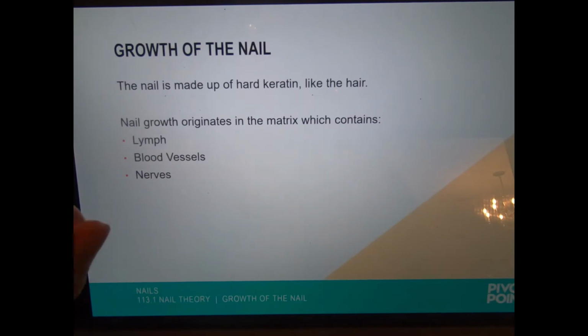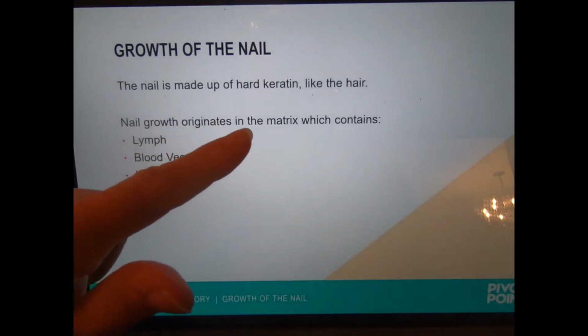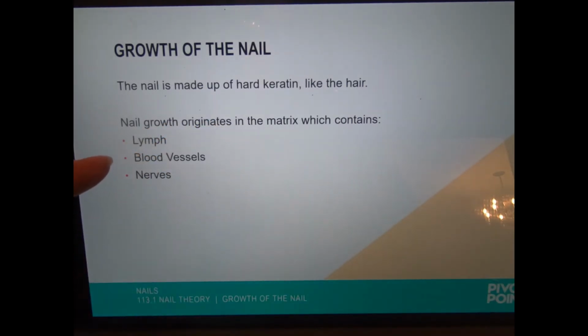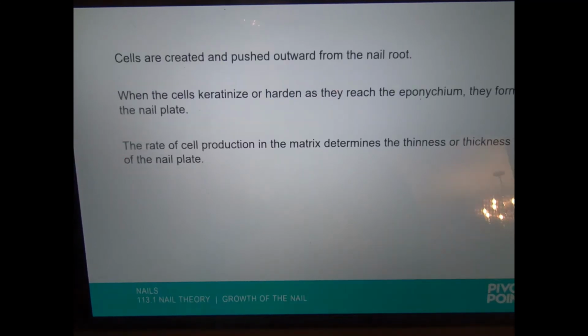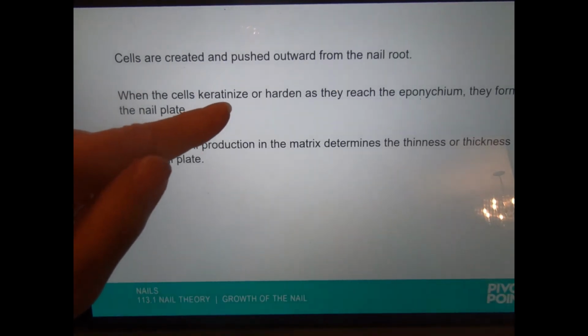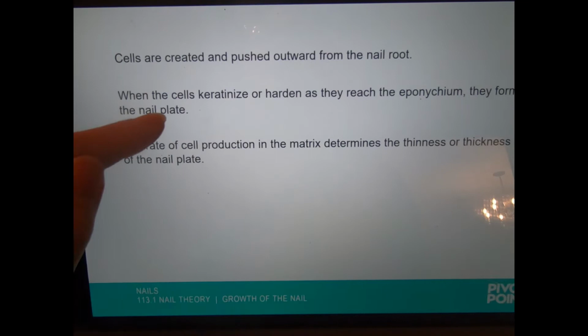Okay, the nail's made up of keratin like the hair. So our hair, skin, and nails are all made up of keratin. Okay, nail growth originates in the matrix. Like I said, that's the mother of the nail, which contains lymph, blood vessels, and nerves. Cells are created and pushed outward from the nail root. How fast the cells are pushed outward is what determines how hard and thick your nail is. When the cells keratinize or harden, they form the nail plate.